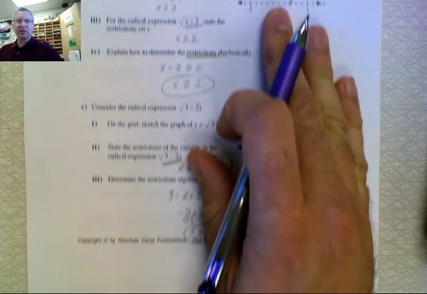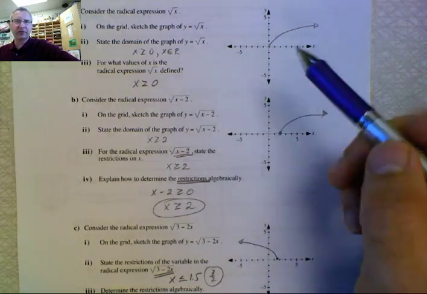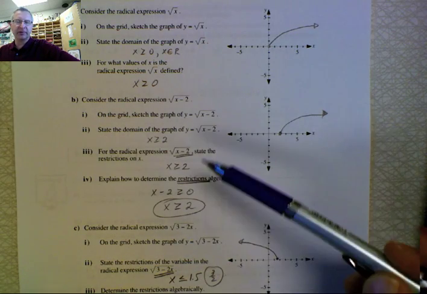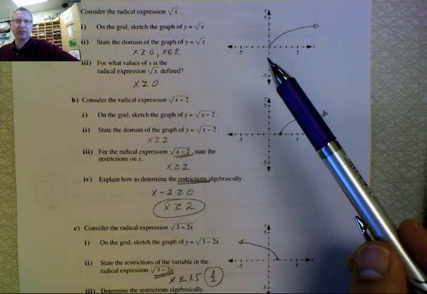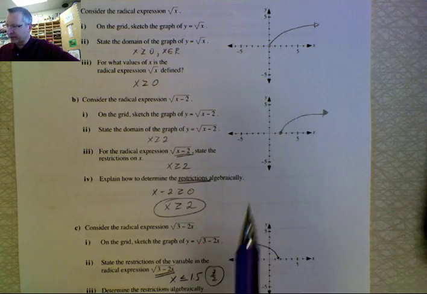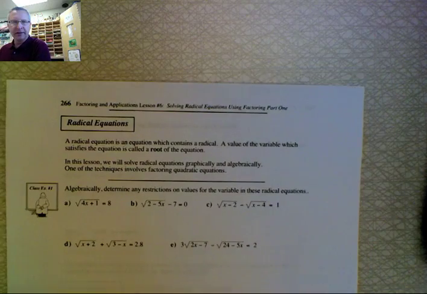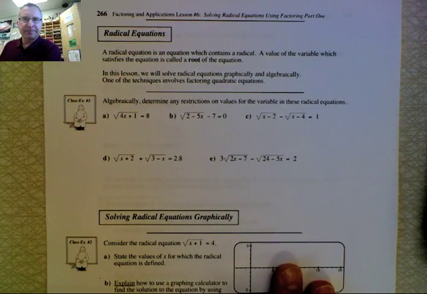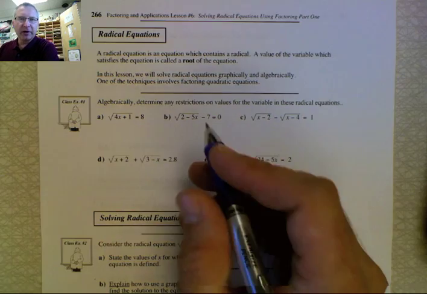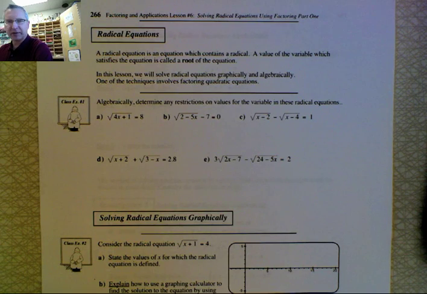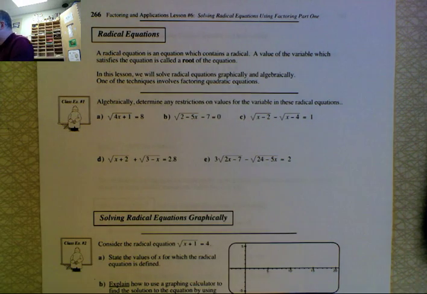So the first thing you need to be able to do with any radical equation is determine its domain and its restrictions. That's the first step in solving it. So that's why we spent a little bit of time looking at this. Now, what we're going to look at is determining the restrictions. We won't necessarily do every single question here. We're going to pick out some questions and determine the restrictions.